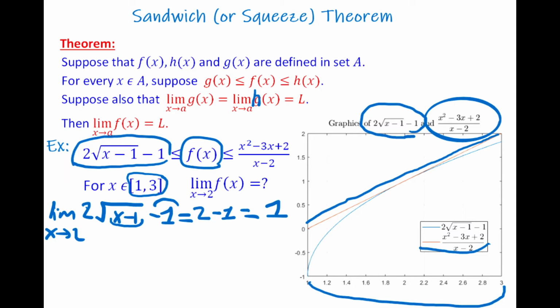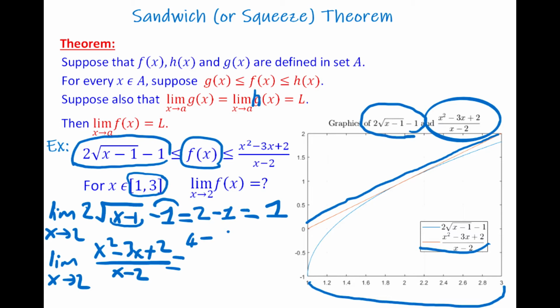And let's take a look at the limit of our bigger function as well. Limit when x goes to 2 of x squared minus 3x plus 2 divided by x minus 2, guys. And if you put 2 instead of x, let's see what we're going to have. 2 squared is going to be 4, minus 3 times 2, which is 6, plus 2, divided by 2 minus 2, guys. And that is equal to, guys, 4 plus 2, which is 6.